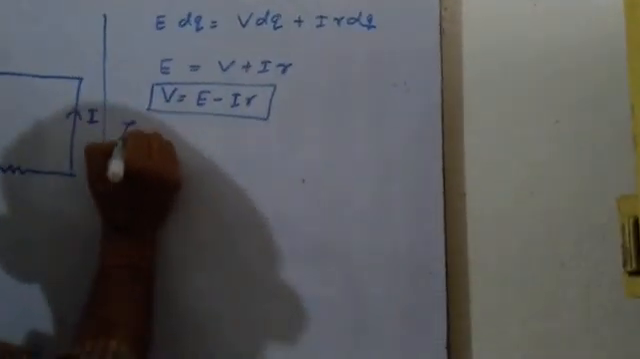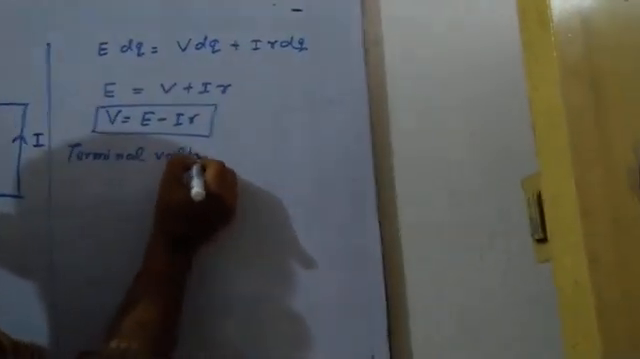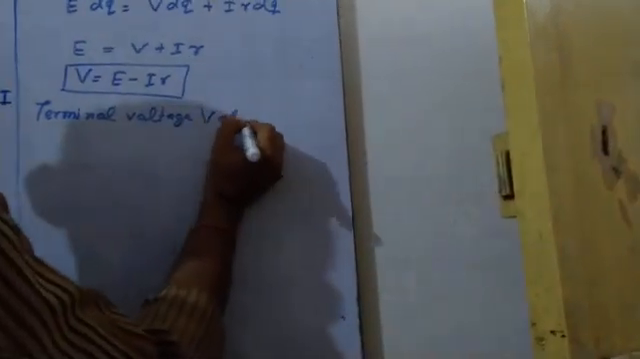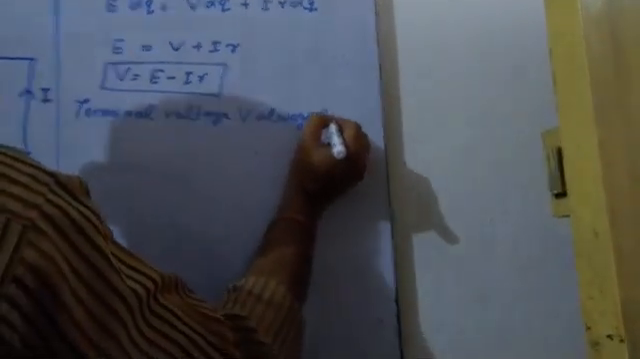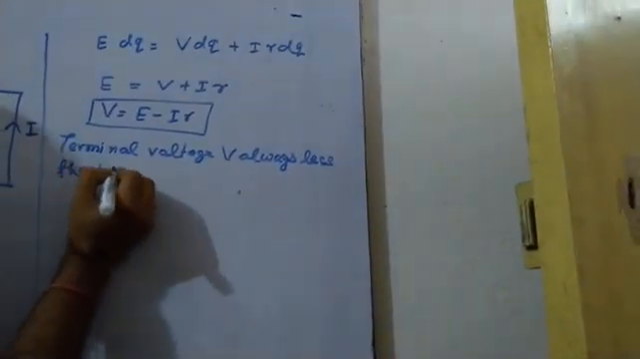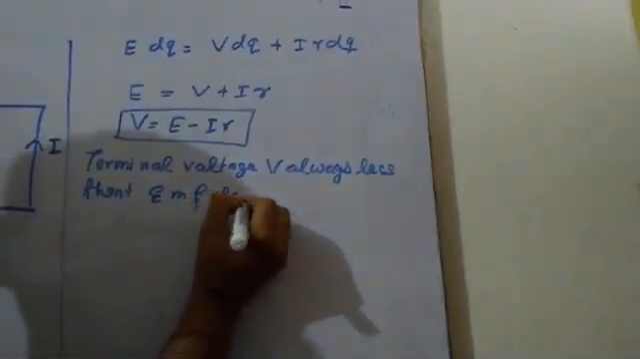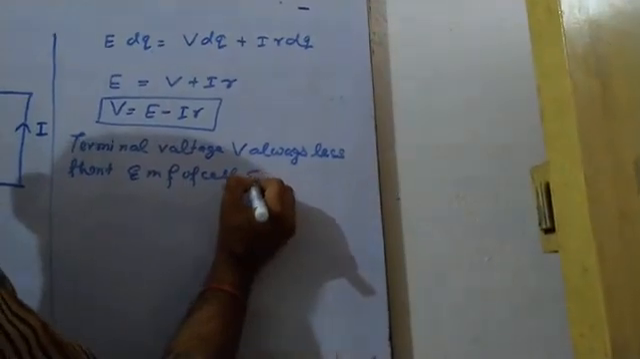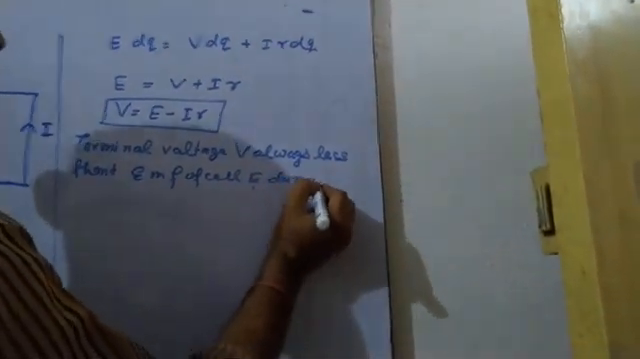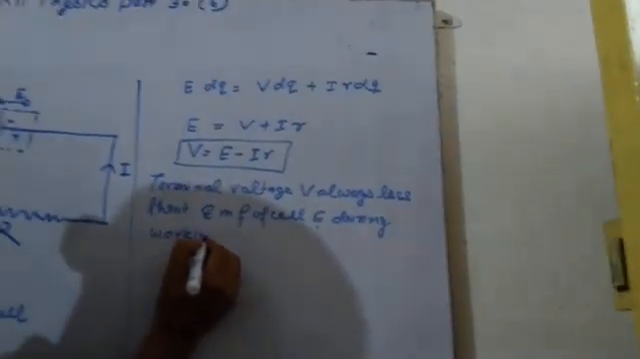From this, the terminal voltage V is always less than the EMF E of the cell during working of the cell.